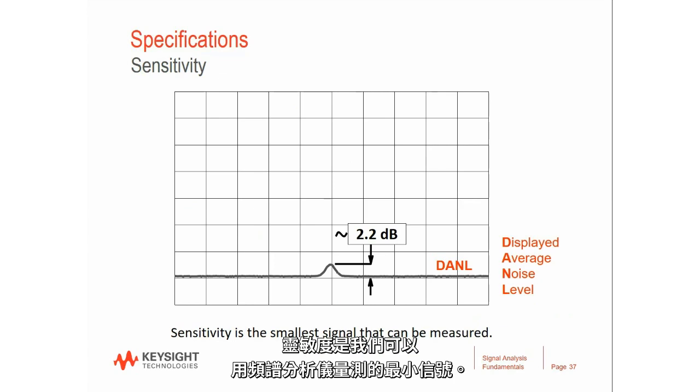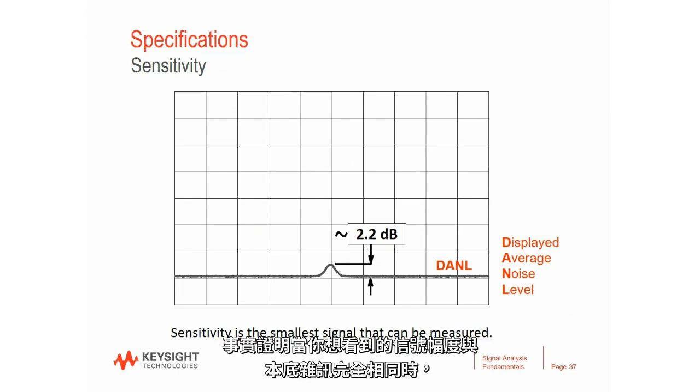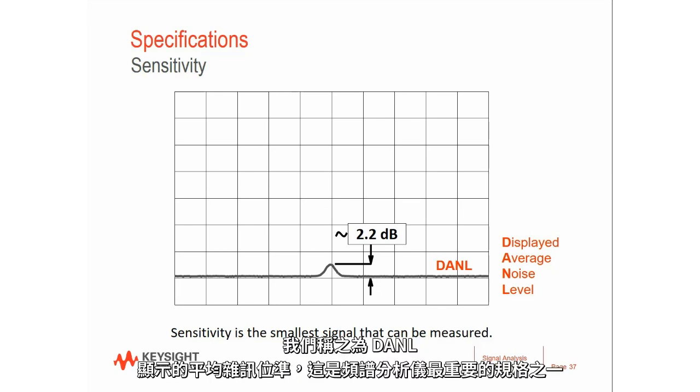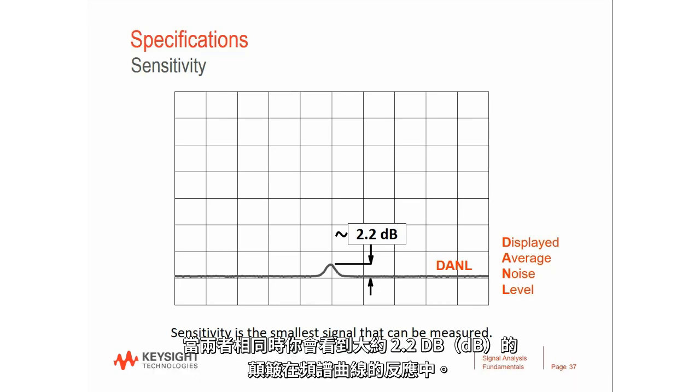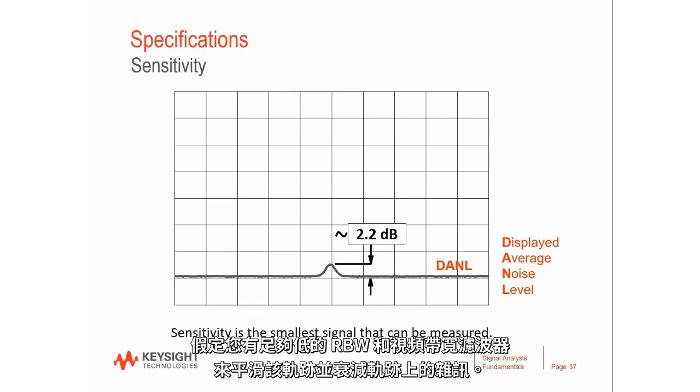Sensitivity is the term we use for the smallest signal that can be measured with a spectrum analyzer. It turns out that when the amplitude of a signal you want to see is exactly the same as the noise floor, which we call DANL, display average noise level, that's one of the most important specs of a spectrum analyzer. When those two are the same, then you will see about a 2.2 dB bump in the response of the spectrum trace. That assumes you have a sufficiently low RBW and video bandwidth filter to smooth out that trace and attenuate the noise on the trace.